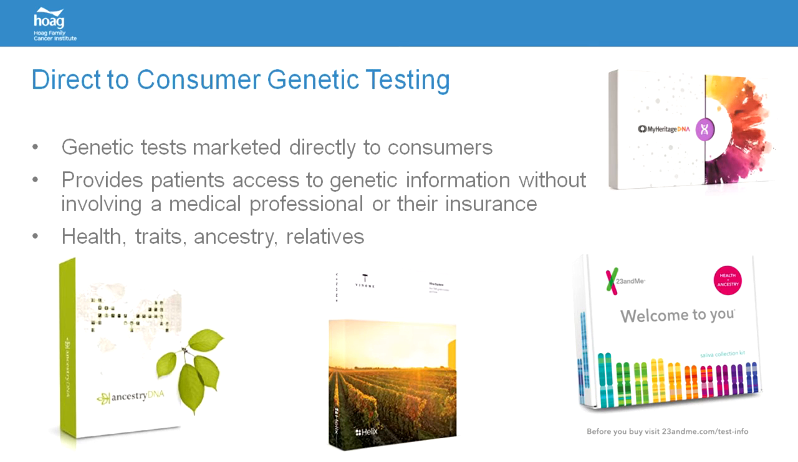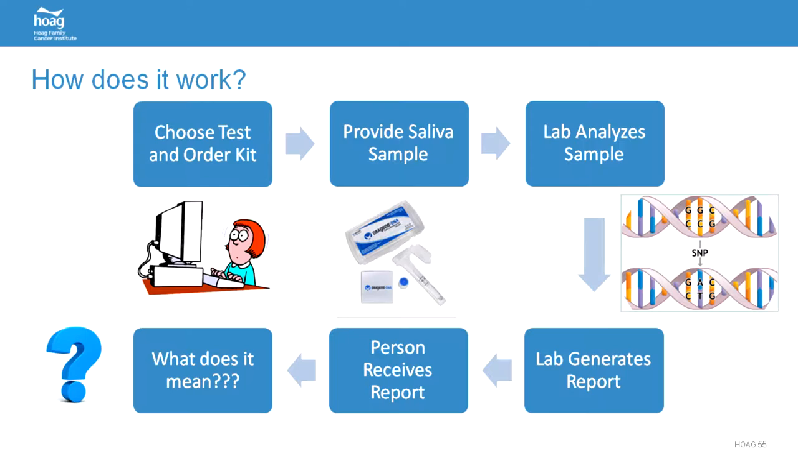So direct-to-consumer, or DTC, genetic testing are tests that are marketed directly to consumers. And these are heavily marketed to consumers, given as gifts. There was a plan to hand out 55,000 of them at a football game hosted by the Baltimore Ravens, but that got quashed before it happened. But it provides patients access to genetic information without involving a medical professional or their insurance. And this includes health traits, ancestry, and finding relatives. There are genetic tests that will tell you what kind of wine you like, in case you can't figure out that another way.